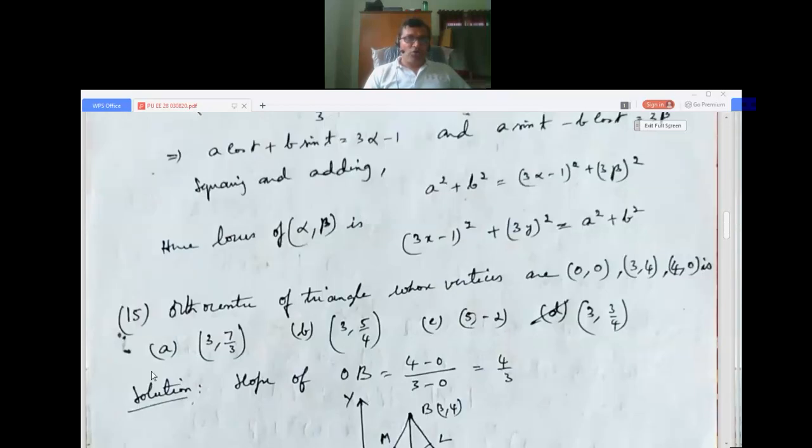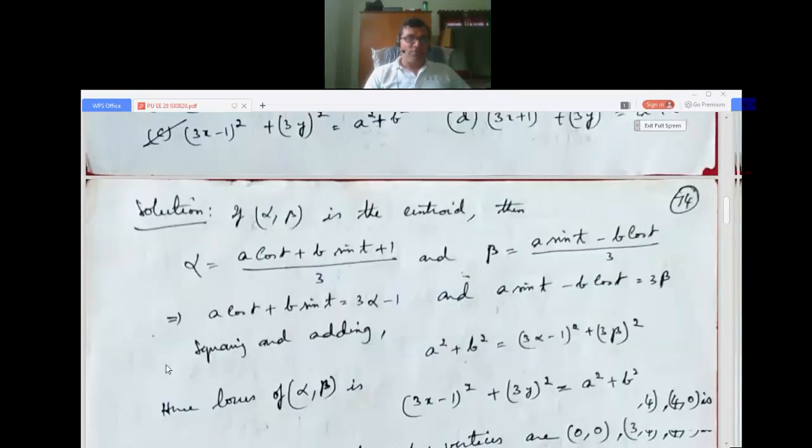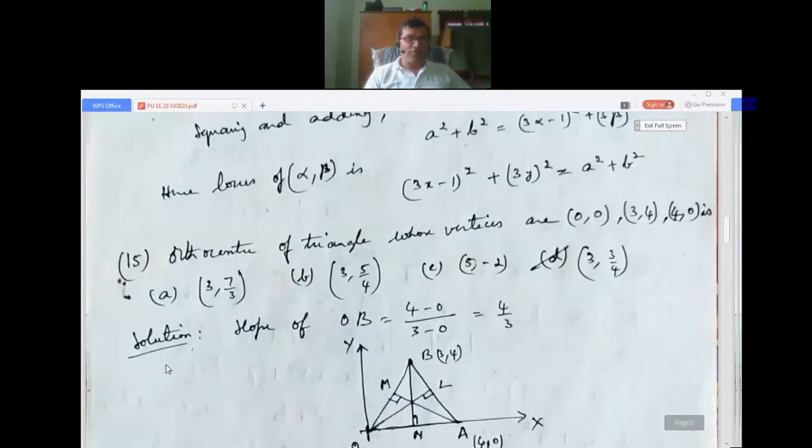So question number 14 is over. Now question number 15. The orthocenter of the triangle whose vertices are 0, 0, 3, 4 and 4, 0 is: a, 3, 7 by 3; b, 3, 5 by 4; c, 5, minus 2; d, 3, 3 by 4.